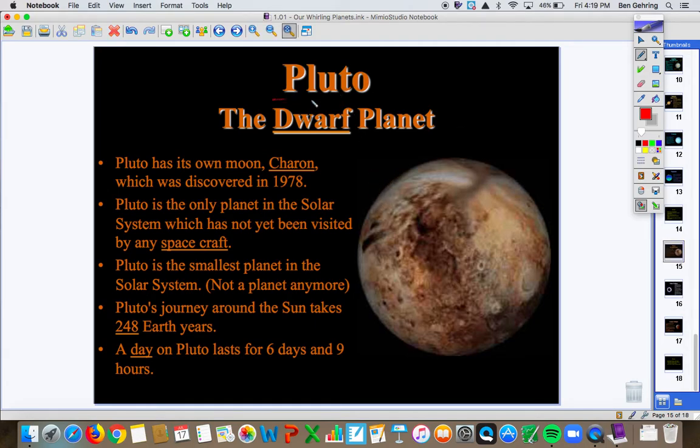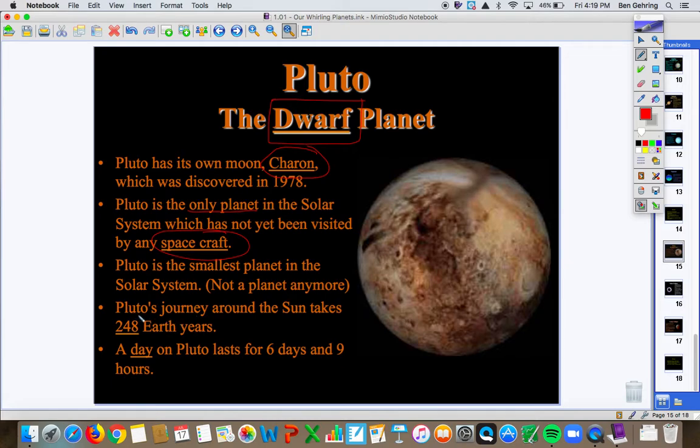So here's Pluto. Pluto used to be considered a planet. Now it is classified as a dwarf planet. It has its own moon named Charon. So Pluto is about the size of our moon, but has its own moon that goes around it, which is named Charon. It is the only planet, or what was a planet, that we have not visited in a spacecraft. Not manned, obviously, but computerized spacecraft. It was the smallest.